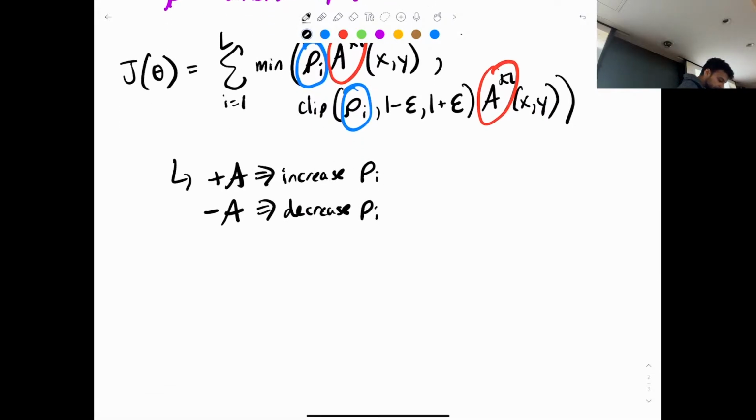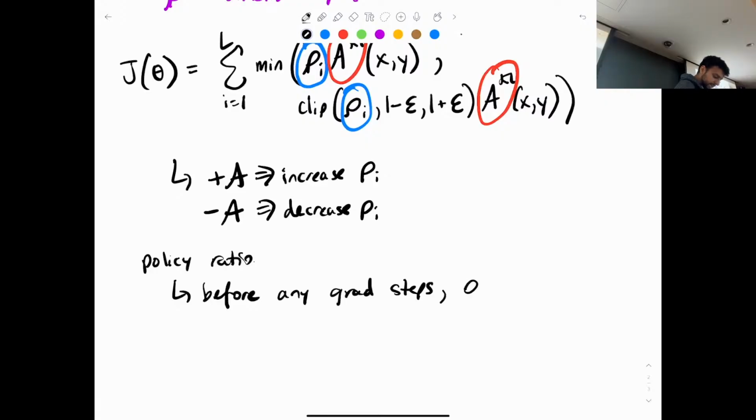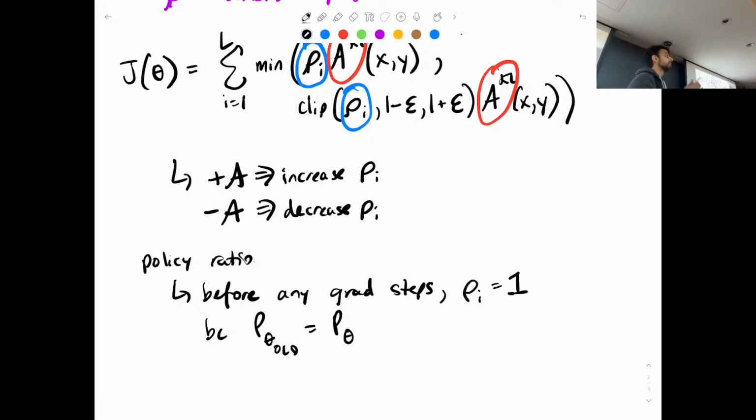Okay, so let's talk a little bit more about the policy ratio. Initially, meaning before any gradient steps, the policy ratio is set to 1 for all tokens. This is because p theta old is equal to p theta. So we have not changed our model at all.